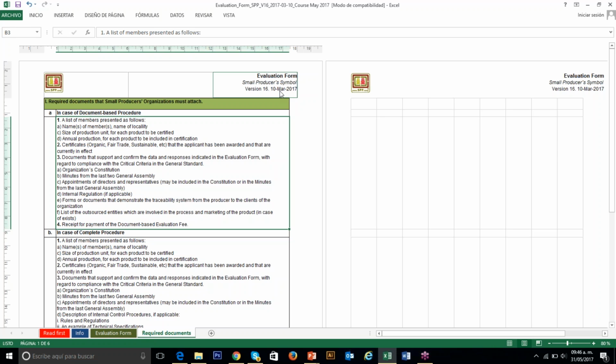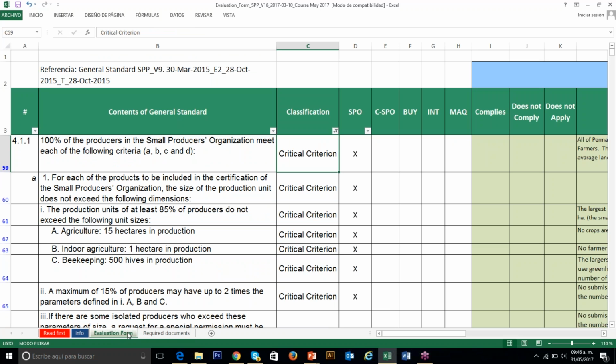As you see, the version is 16, version 16 of March 27. This is recent. We have not notified this evaluation form yet. As I told you, we have made some changes to some documents and we are going to notify it in the following days. I think in 1 week, maximum 15th of June, we are going to send you a notification with all of the changes in the SPP system. Well, then the most important is the evaluation form.